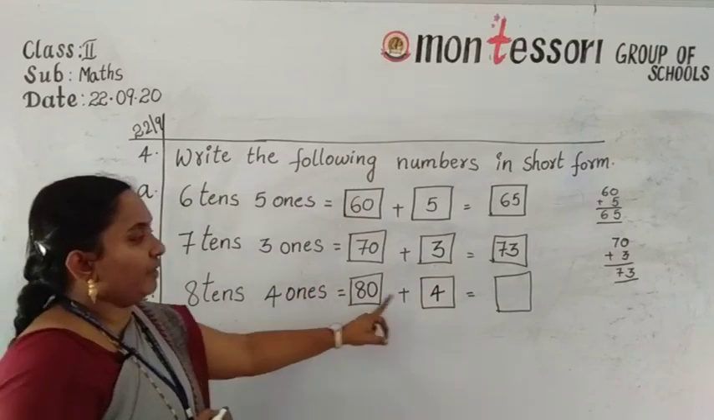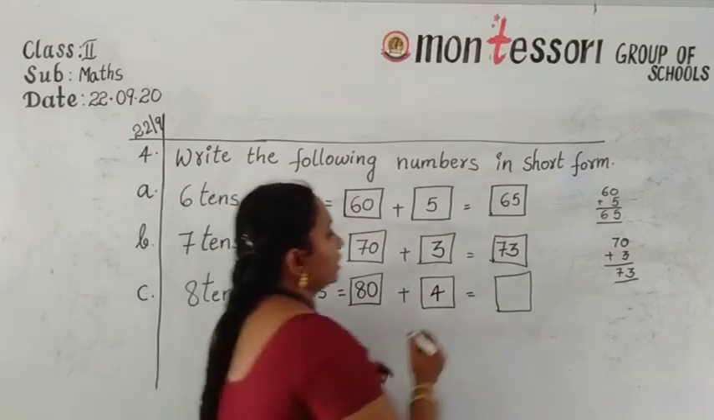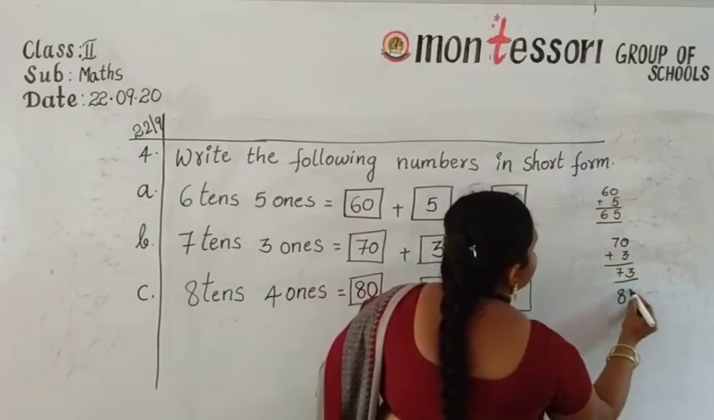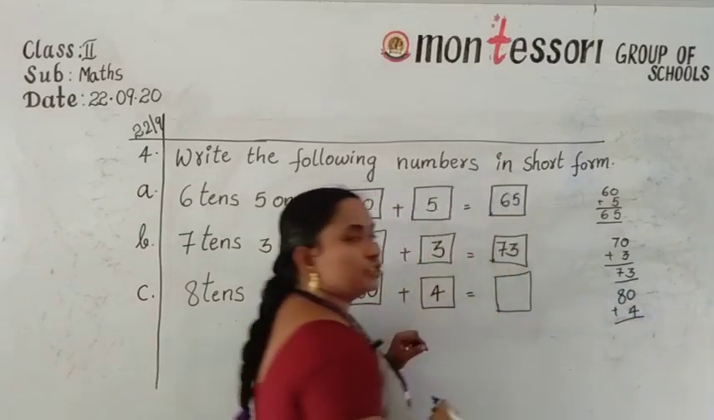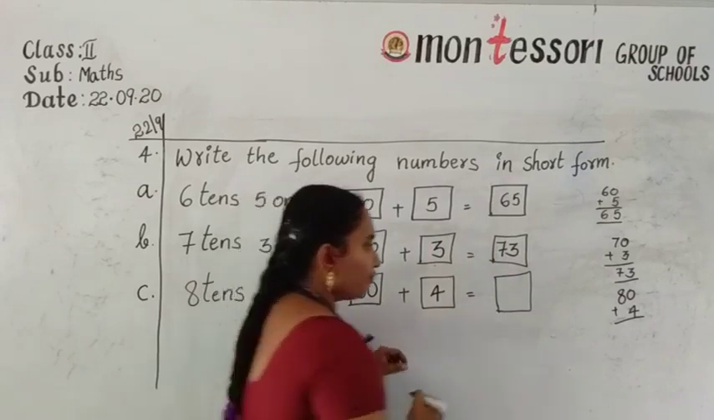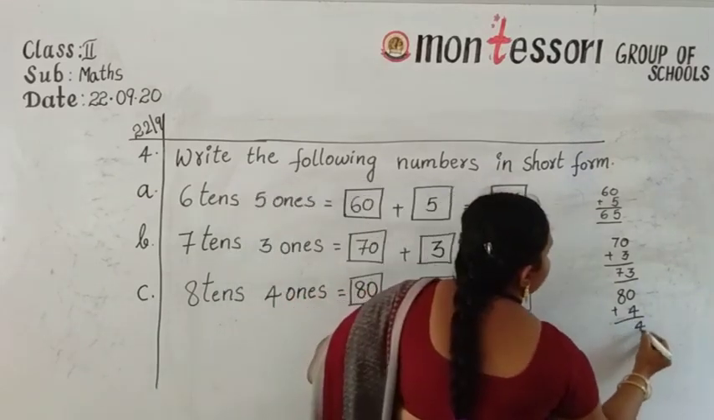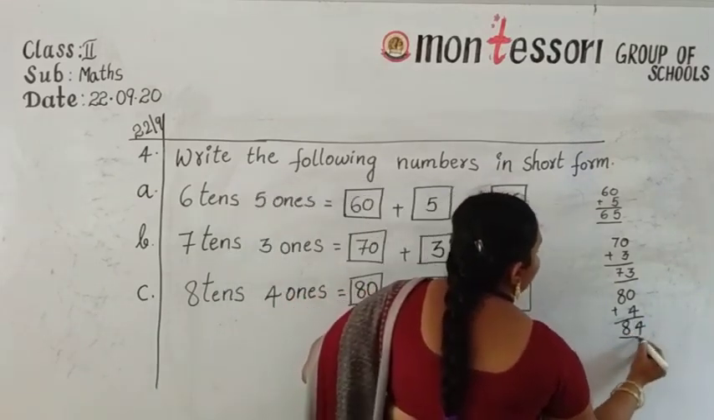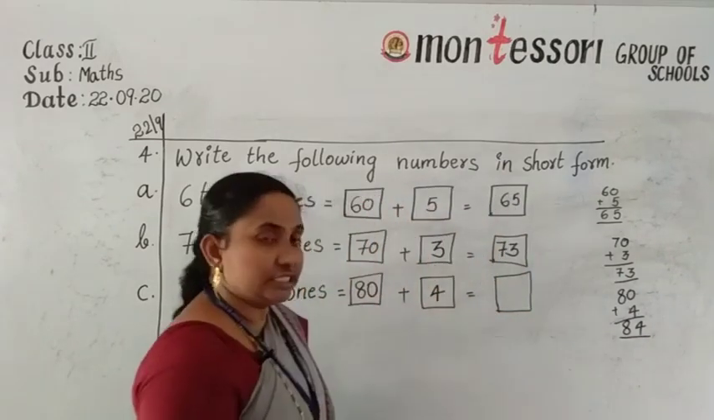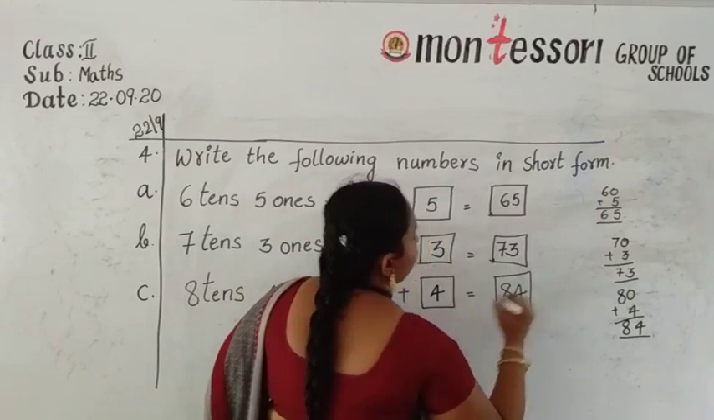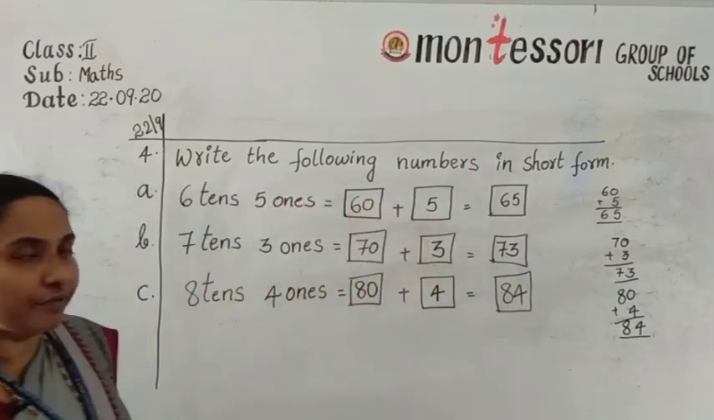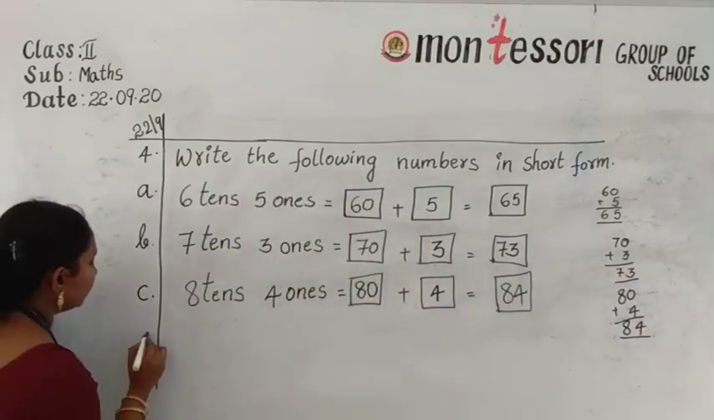Now 80 plus 4. So first I am writing here 80, and again here I can do the addition with 4. 0 plus 4 is 4. And 8 I am writing directly. What is the answer? 84. Now I am writing here 84 in the box. Okay, understood? Now next I am going to D bit.